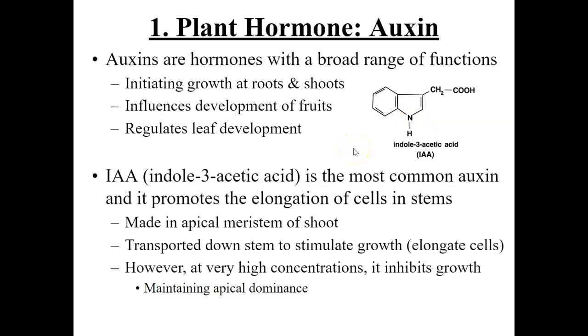The main hormone we're going to focus on, there's a lot of details to focus on for this particular plant hormone, and it's called auxin. There are lots of different kinds of auxins in the plant cells. That means auxins have a lot of functions for a plant. One thing they do is initiate growth at the roots and at the shoots. So we talked about that. We said that auxins are used to maintain what's called apical dominance. We're going to talk about that more.